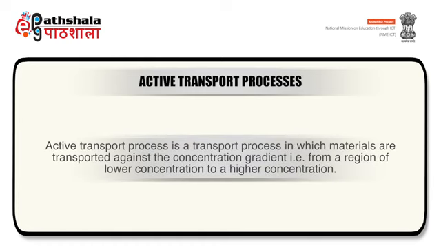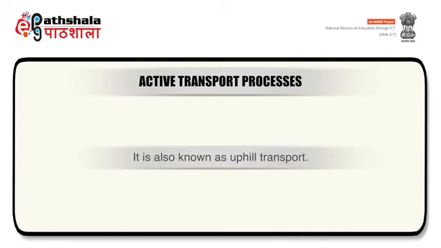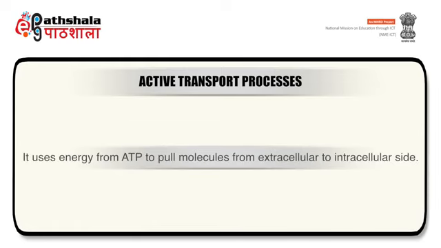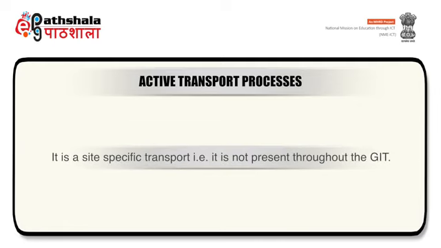Active transport is a process in which materials are transported against the concentration gradient, that is, from a region of lower concentration to higher concentration, just the reverse of passive transport. It is also known as uphill transport. It uses energy from ATP to pull molecules from extracellular to intracellular sites. It is site-specific transport, that is, it is not present throughout the GIT.